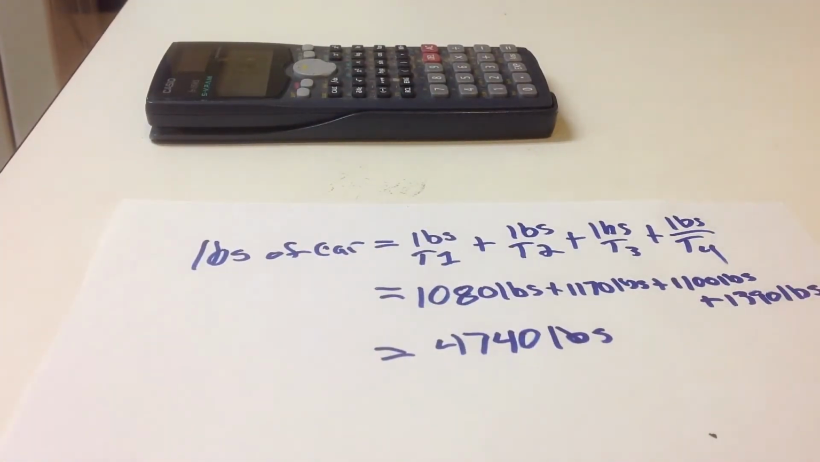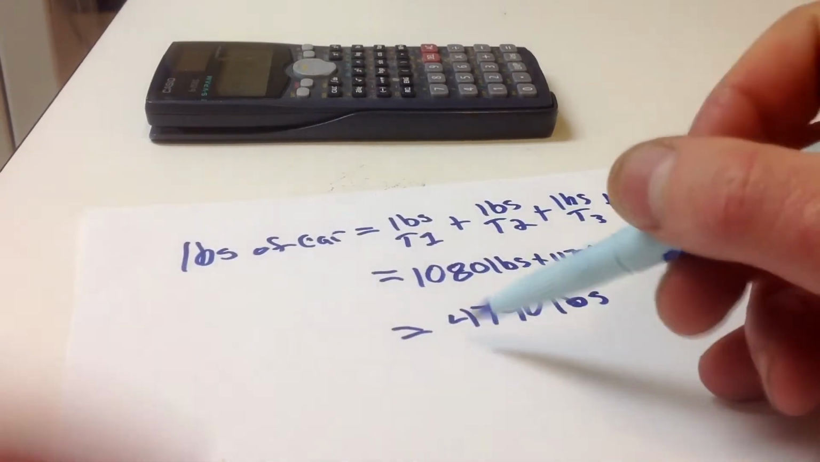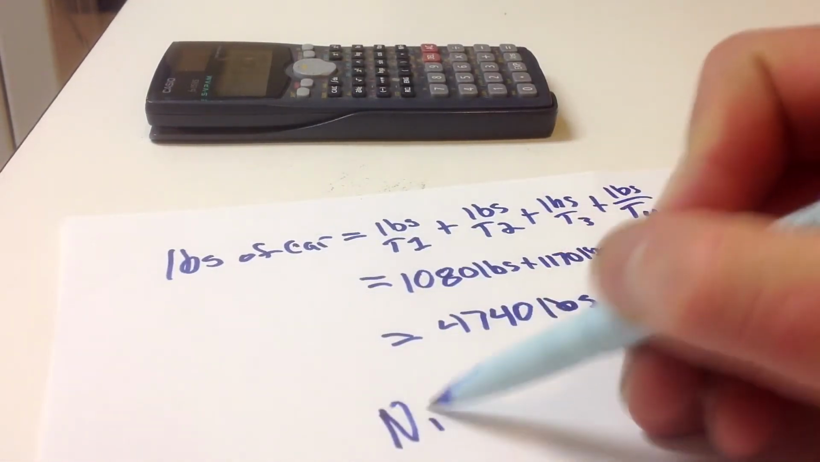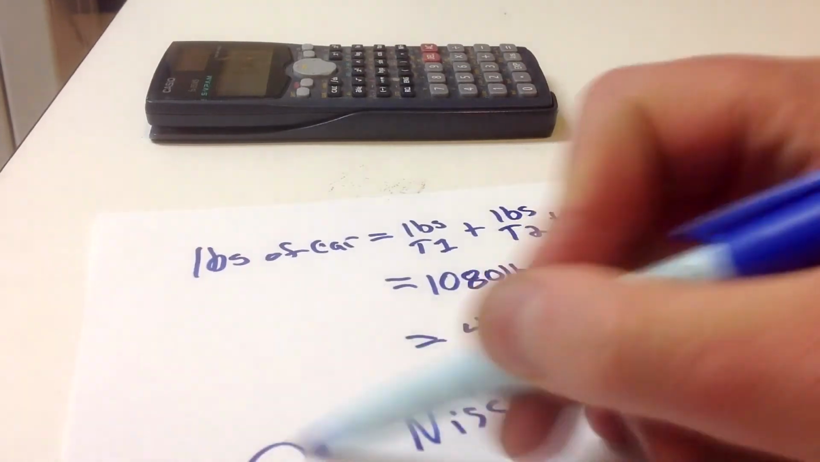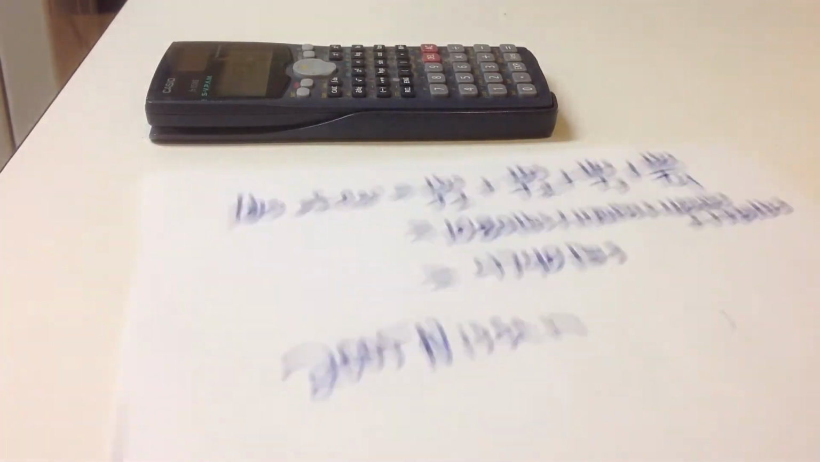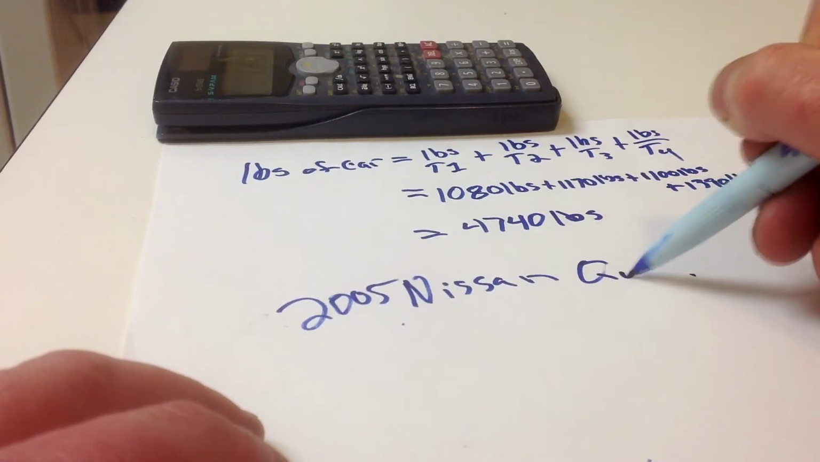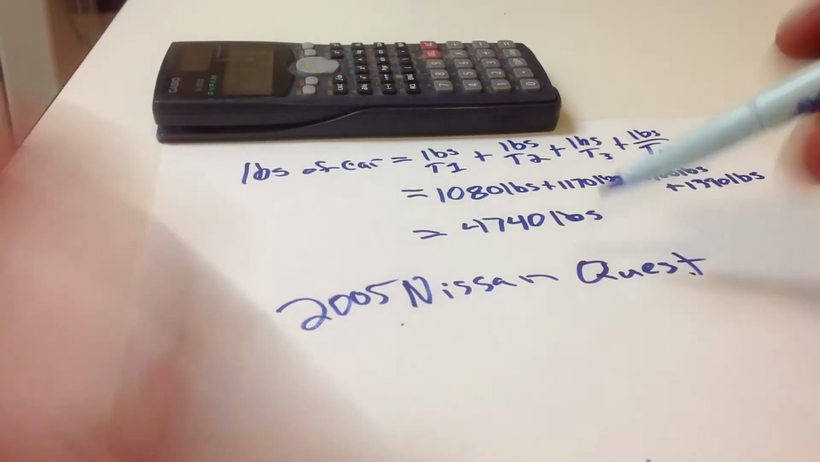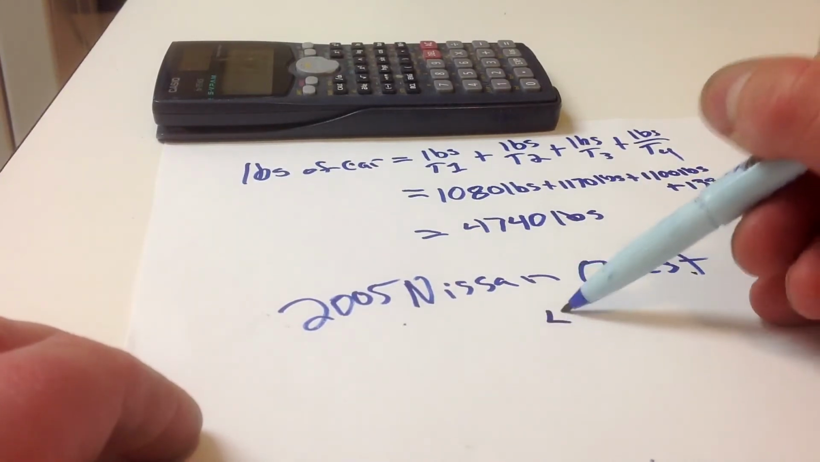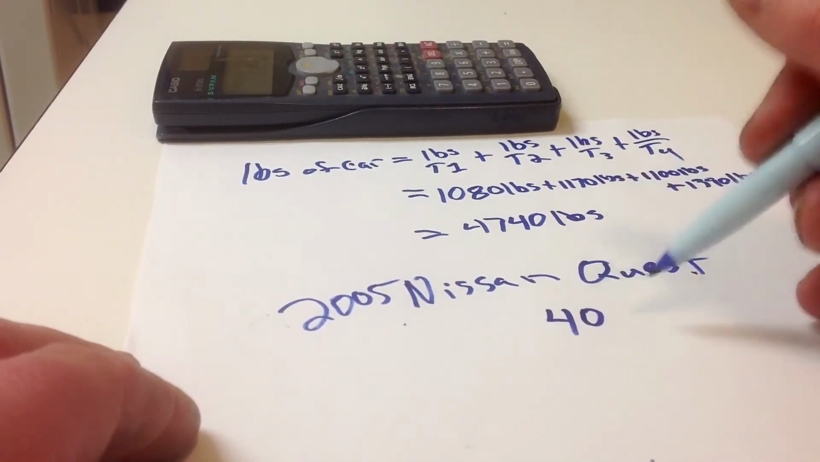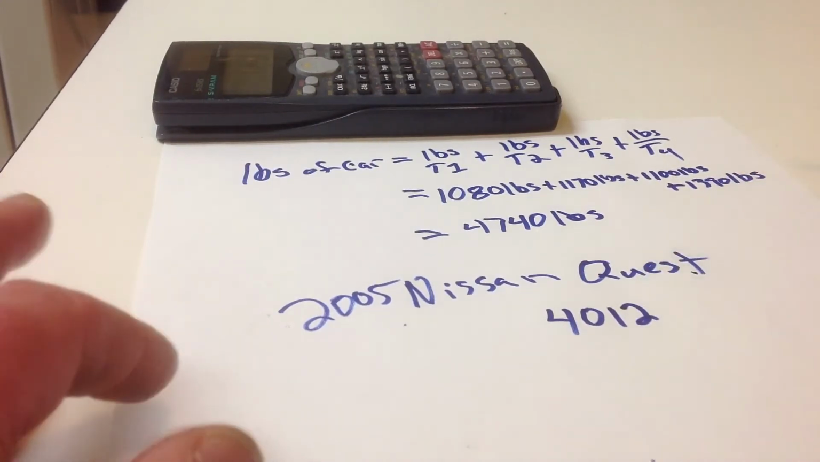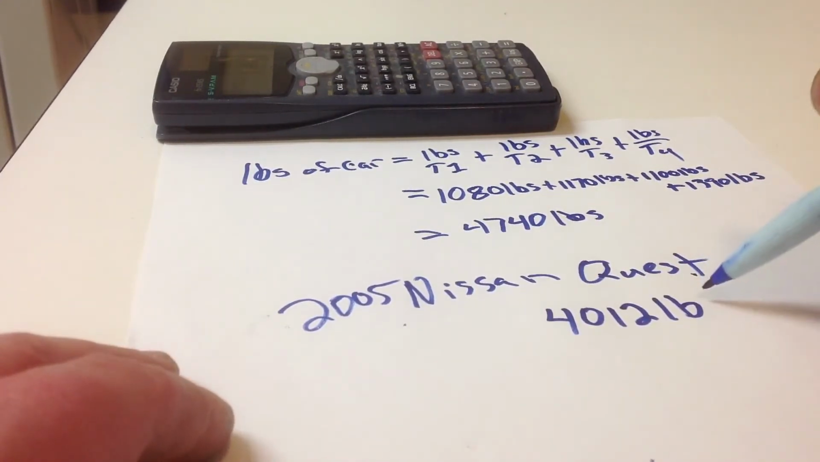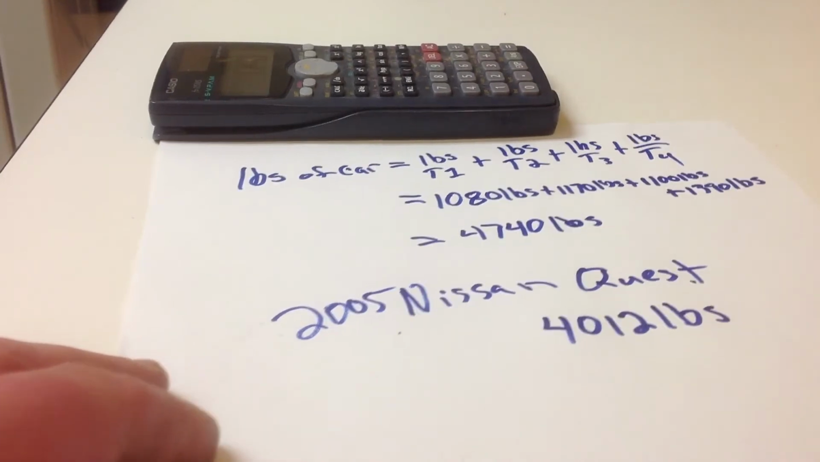Now, I happened to already know what my car weighs because I looked it up in the Edmunds guide, and it gives the specifications on cars. And I have a Nissan Quest, 2005 Nissan Quest. For the 2005 Nissan Quest, the curb weight, which is the weight of just the car and nothing else in it. Now I got a few things in my car, but I don't think I have as much as I'm off by. So it lists it as 4,012 pounds. And I got 4,740.